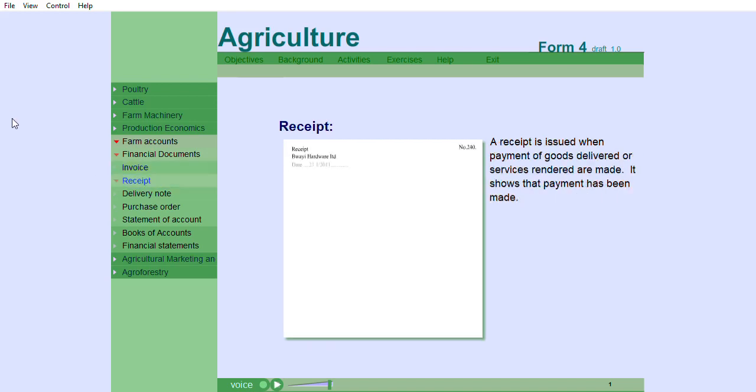Receipt. A receipt is issued when payment of goods delivered or services rendered are made. It shows that payment has been made.